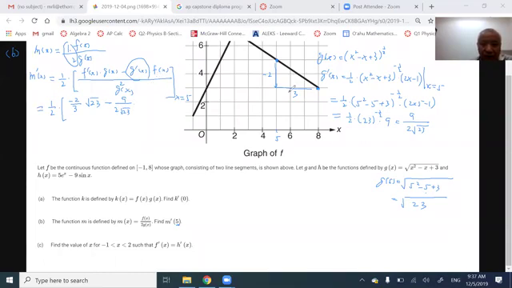f(5). f(5), this is 5. You go up here, you're going to hit on here. This is 5. So this is 5, right? f(x) equals 5. Go up. Go to here, this is 5.